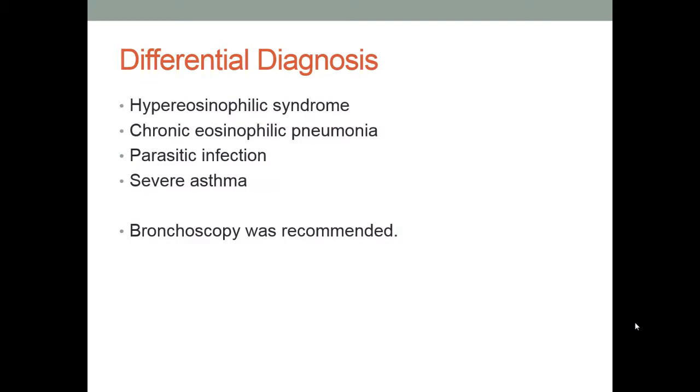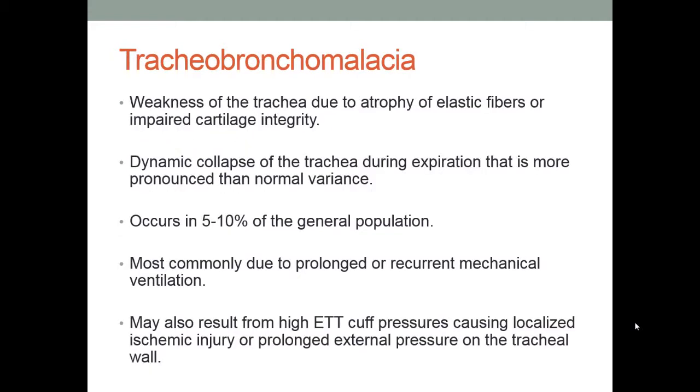So based on the chart review that I went over and looking at the notes, the main differential diagnosis that was documented was, again, a hypereosinophilic syndrome, chronic eosinophilic pneumonia, parasitic infection, or severe asthma. So a bronch was recommended. So this is an attempt to shoehorn asthma mimickers into this presentation, things that we can find on bronchoscopy and laryngoscopy.